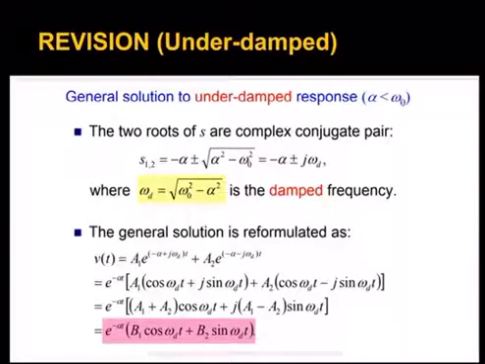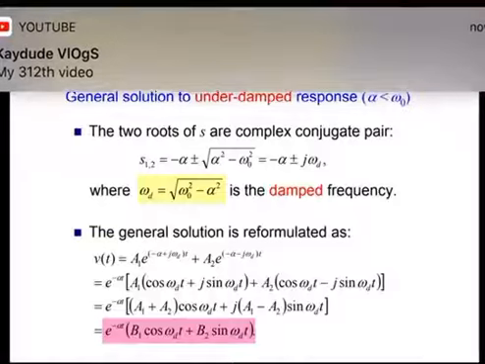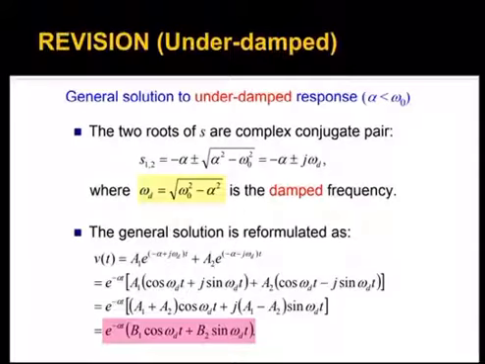Now let's look at the general solution for the underdamped response, where alpha is less than omega naught. Remember that your roots are now a complex conjugate pair: minus alpha plus or minus j omega d, where omega d is the damped frequency. The general solution is formulated as V(t) equals A1 e to the power of minus alpha plus j omega d t, plus A2 e to the power of minus alpha minus j omega d t.